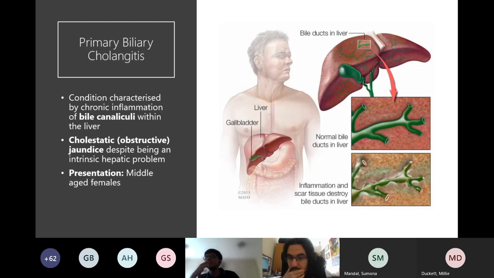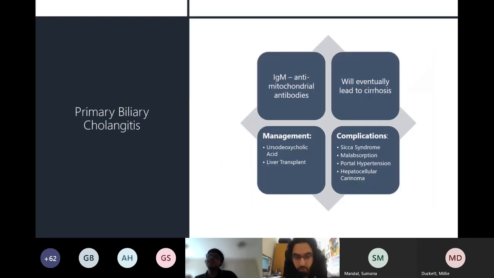I think PassMed uses the rule of M's or some nonsense that I can't remember. But yeah, that's usually quite useful. So remember that this is an obstructive jaundice, but the problem is within the liver itself. And it goes along with this antibody. Is it the F's? I can't remember. If you remember the way PassMed uses, someone post it in the chat, it might be useful. It goes along with these IgM anti-mitochondrial antibodies. Eventually, it's going to lead to cirrhosis. It used to be called primary biliary cirrhosis, but it has since been changed.